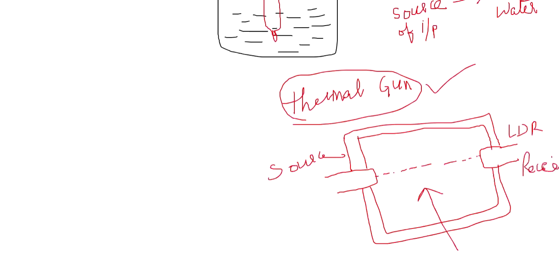Now observe, from this source, if light rays fall on the receiver, then the output of the receiver will be 0. If anyone enters, what happens? There is interruption of light rays from source to receiver.